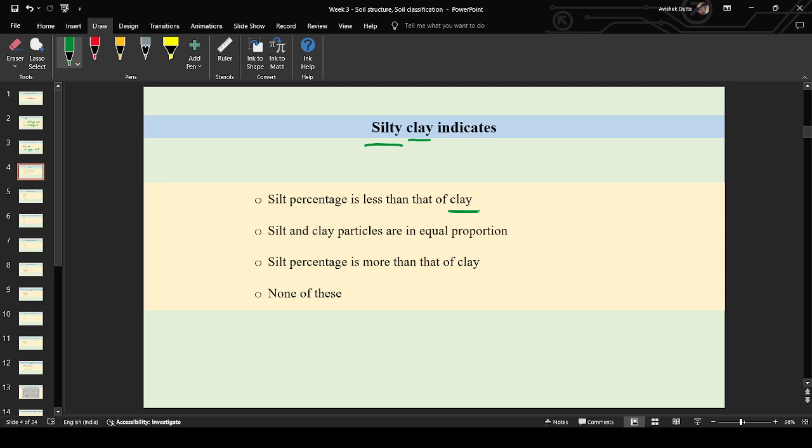For example, if it is clay and it has some sand particles which is less than clay, it will be sandy clay. If it is sand, it has some clay particles, clayey sand. So clay over here is the main soil. Silt is less than clay, so it is silty clay. Clear? Any doubt? So silty clay indicates that silt percentage is less than that of clay. Next question.